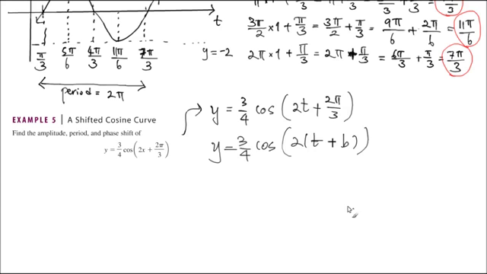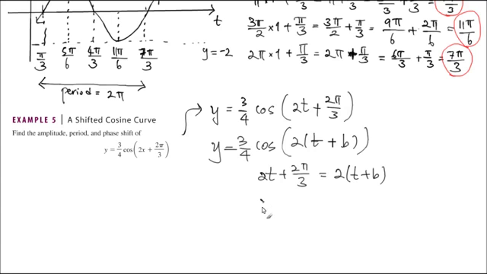Everything is the same. If this is like this, what we want is that 2t plus 2 pi over 3 be equal to what? The whole inside, right? 2 parentheses t plus b. We want these two things identically equal, algebraically. Then these two things are equal to each other. You believe that? You just have to figure out what this b is.